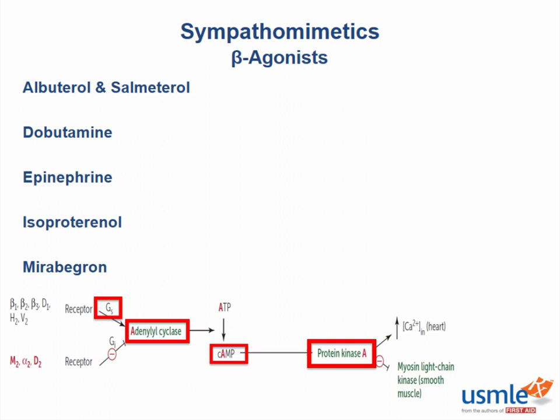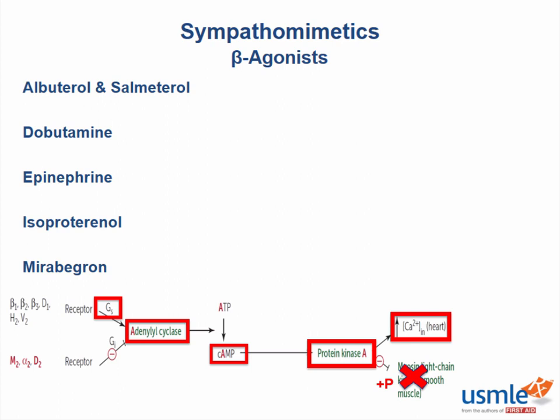Increased activity of protein kinase A in the heart leads to increased intracellular calcium, which we know leads to increased contractility and heart rate. But an increase in protein kinase A activity within smooth muscle is a different story. PKA phosphorylates myosin light chain kinase, preventing it from working. Inhibition of myosin light chain kinase means we cannot phosphorylate myosin.